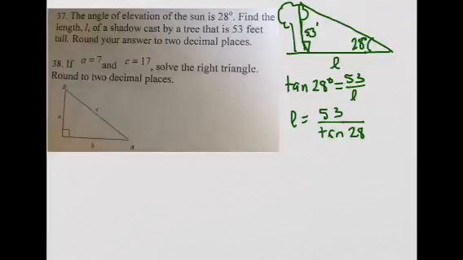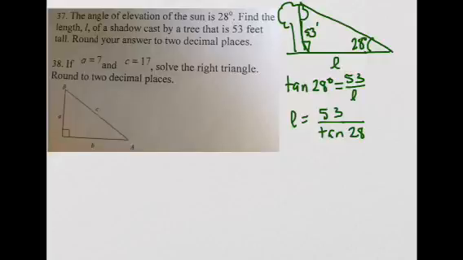Okay, so 37, you have a tree casting a shadow. The angle of elevation of the sun is 28 degrees, and they want you to find the length of the shadow, rounded to 2 decimal places. So here's the picture, and the function that we're going to use is tangent. So tangent of 28 equals 53 over L, opposite over adjacent.